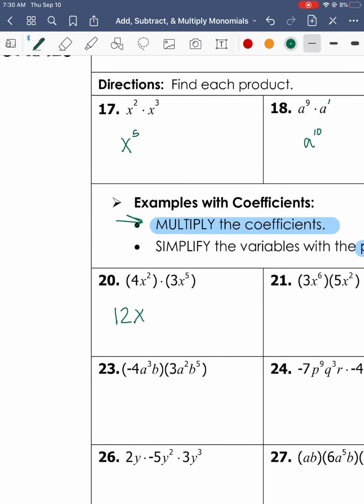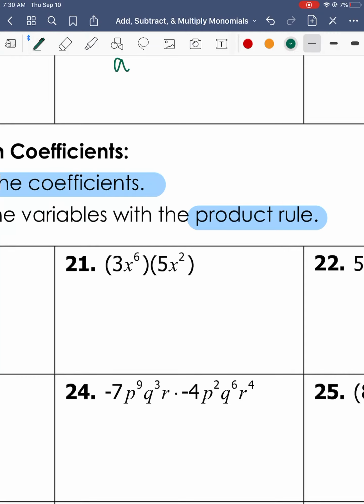Let's try one more together, and then you can do the rest on your own. So here we have 3x to the sixth times 5x squared. Just remember, if there is no sign and the numbers are up against each other, that just indicates that it's a multiplication problem. Okay? So first, multiply the coefficients. Coefficients of 3 and 5. Multiply those together. That gives us 15. And then we have x to the sixth times x squared, same base. And then add the exponents, 15x to the eighth. And that is the product there.